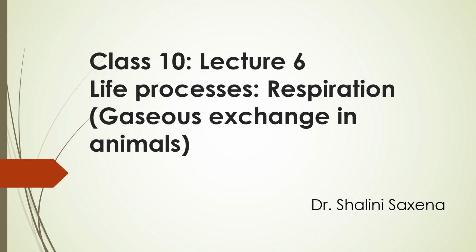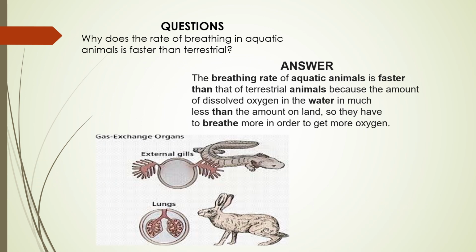Third, large surface area means more surface area, more exchange. And when the gases come to the surface, they go to the body by blood, so that surface should have a rich blood supply. So these are the parameters for gaseous exchange in animals. This is one of the important things that we should discuss in this topic.